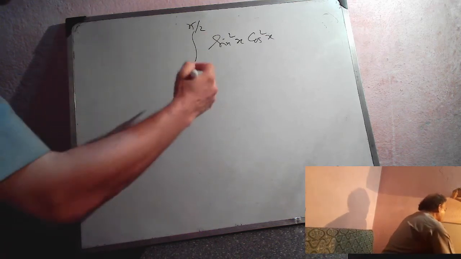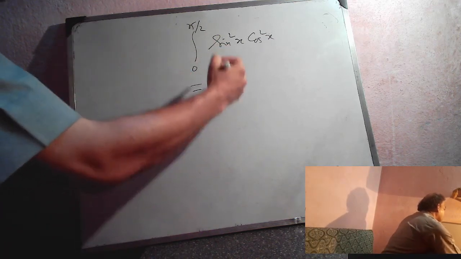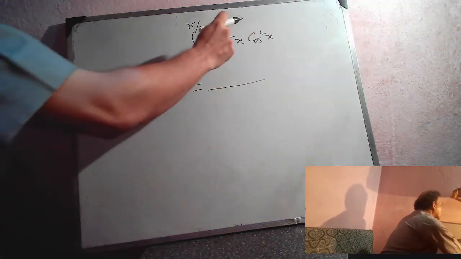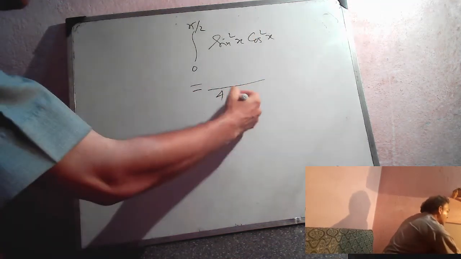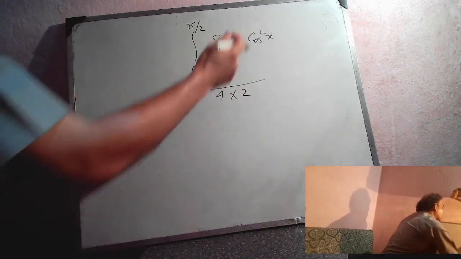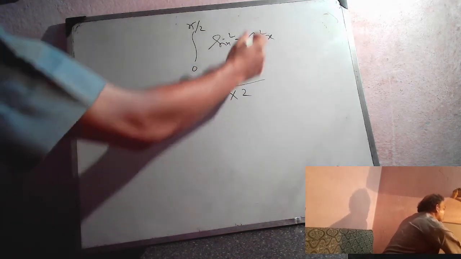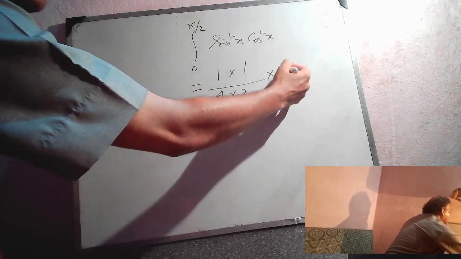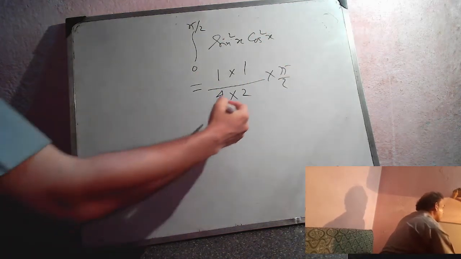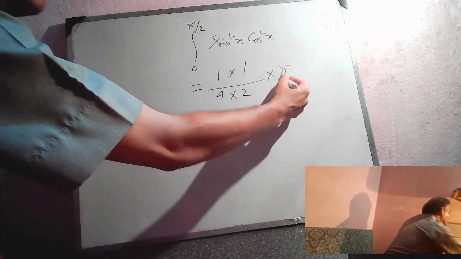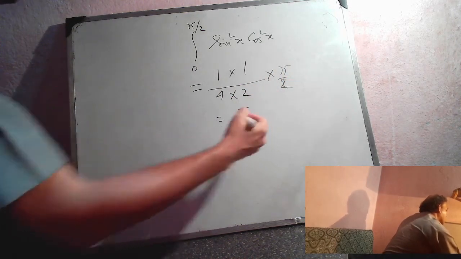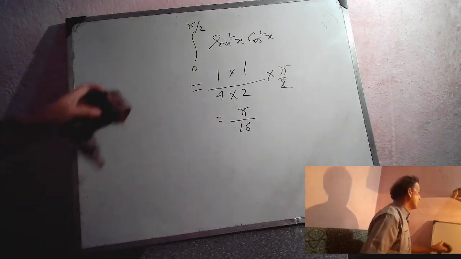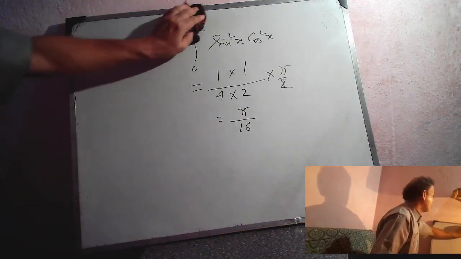So to get a prompt reply, use the technique: 2 plus 2, 4, then write 2. Now 2 minus 1, 1, 2 minus 1, 1, both even, multiply by pi by 2, multiply by pi by 2, pi by 16. This is the final answer.